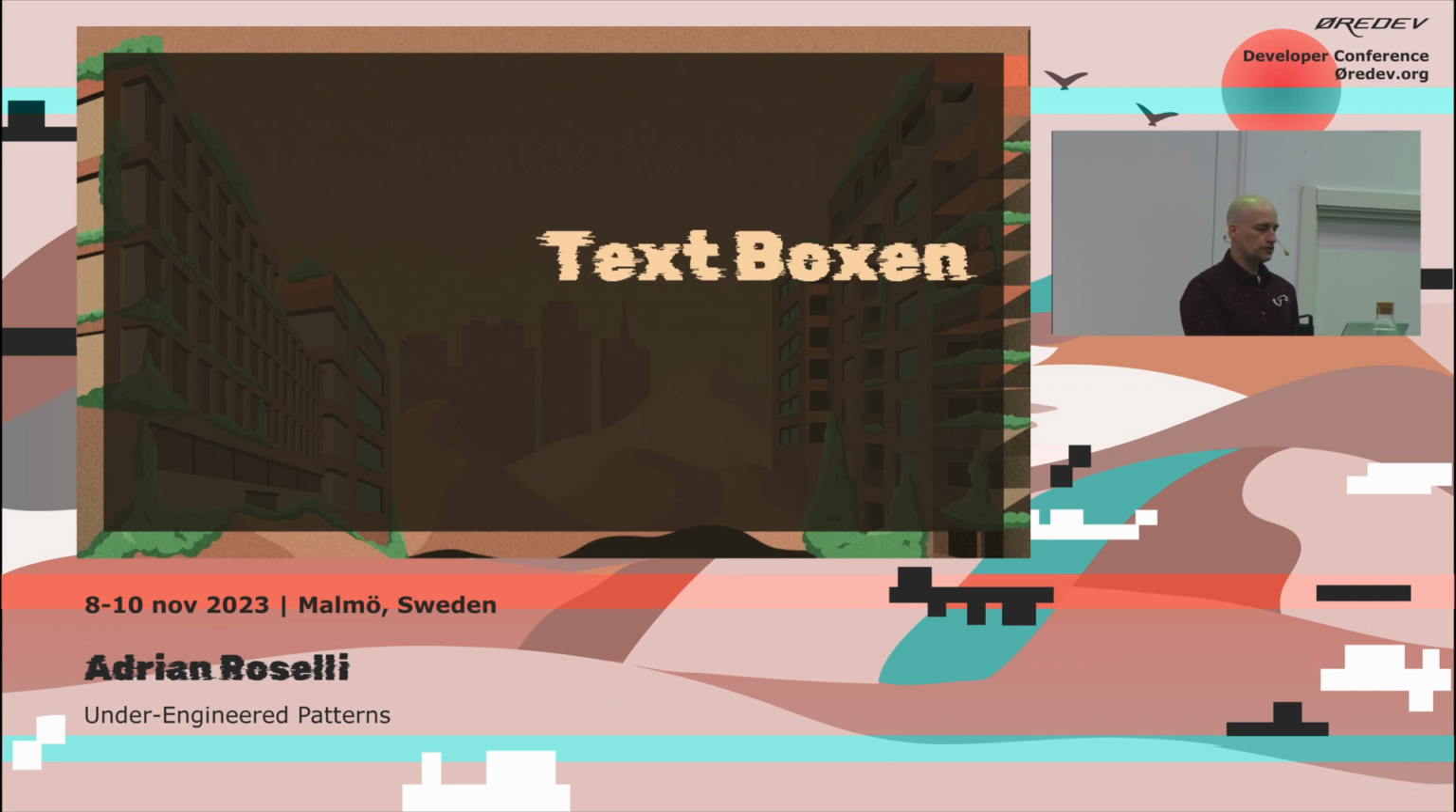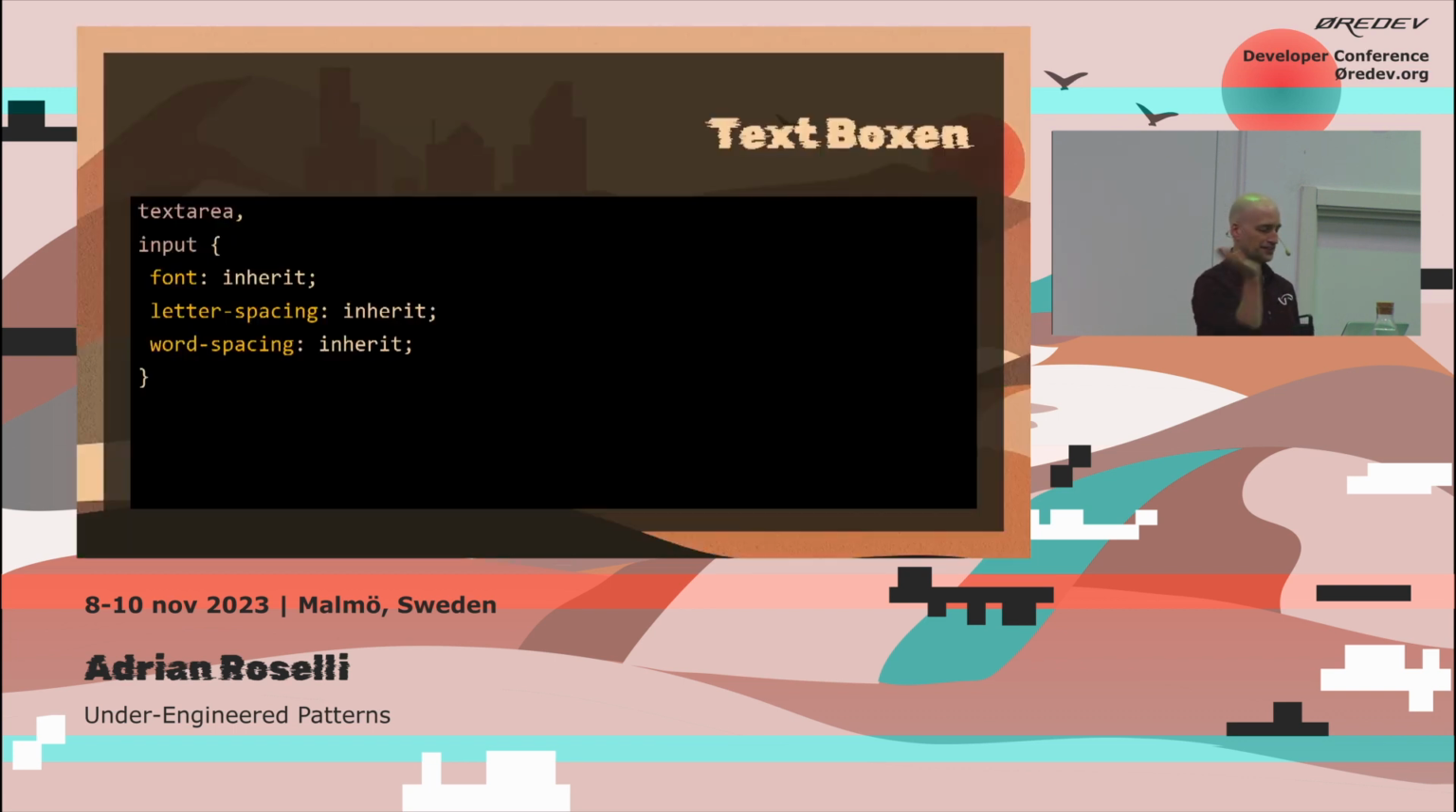So first up, we're going to dive into text boxes. And I call the plural of boxen, like ox. You can harass me later outside the room. We won't have time. I didn't start this. I have no idea how late I'm going to run now.